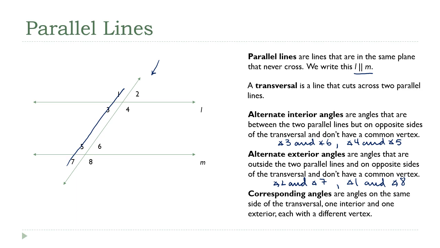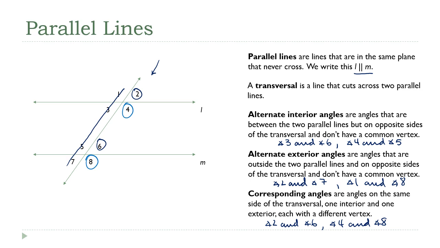So how about 2 and 4? Would that work? Well, no, because 2 and 4 have the same vertex, so we've got to rule those out. So two that are on that side and that have different vertices: we're looking at 2 and 6, that's one pair, and 4 and 8, that's another pair. So let me make a list again. Angle 2 and angle 6, and angle 4 and angle 8.